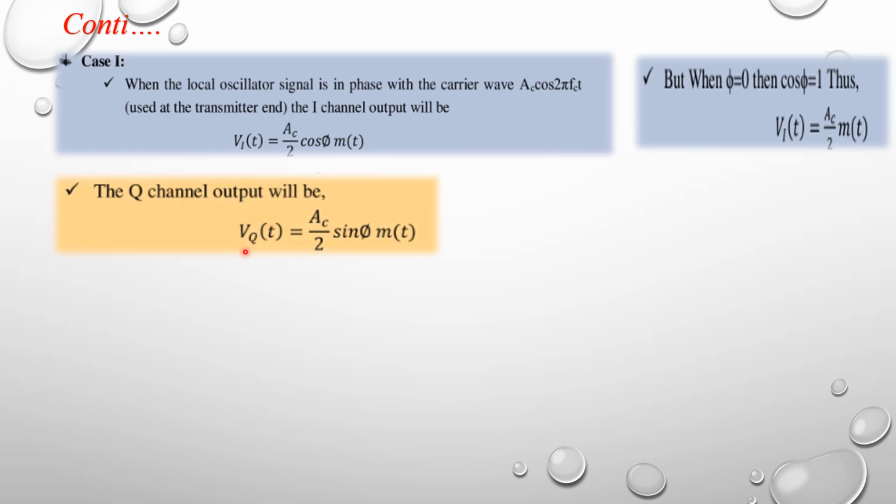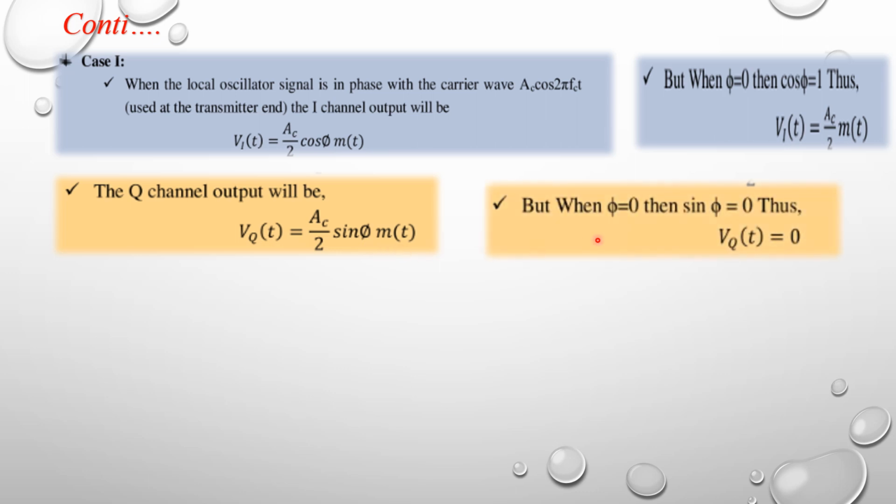In the Q channel, the output is VQ of t. Q indicates the quadrature channel. It is equal to Ac by 2 sin psi into M of t. When psi is equal to 0, sin psi is equal to 0. The quadrature channel output VQ of t is equal to Ac by 2 into 0 into M of t, so VQ of t is equal to 0. So this is the output of the in phase channel, and this is the quadrature channel output when psi is equal to 0.